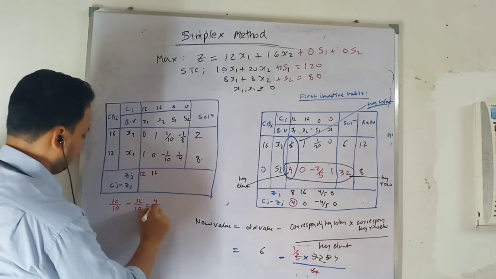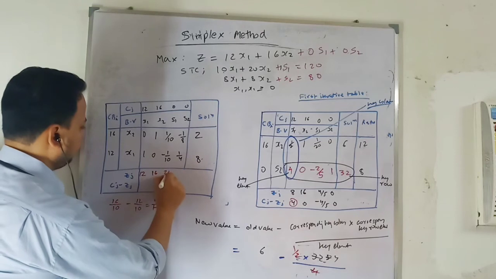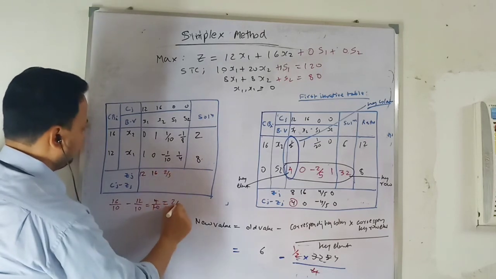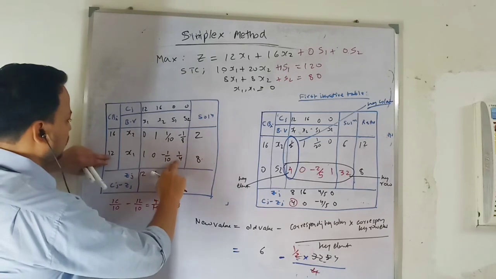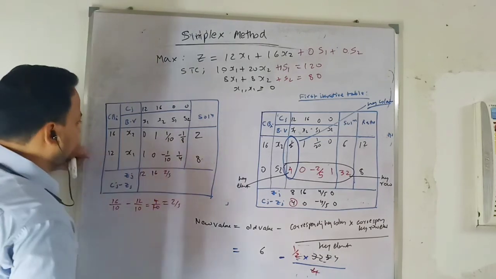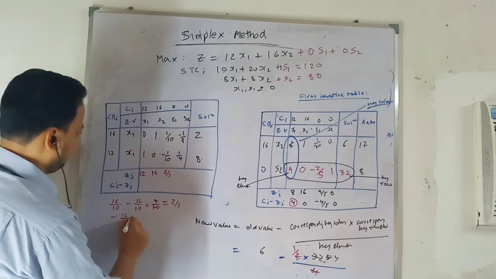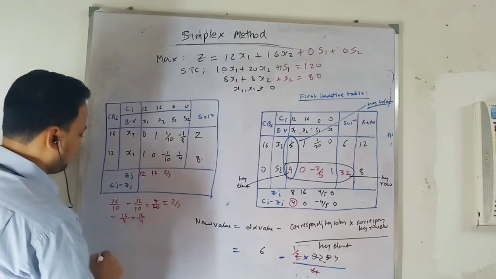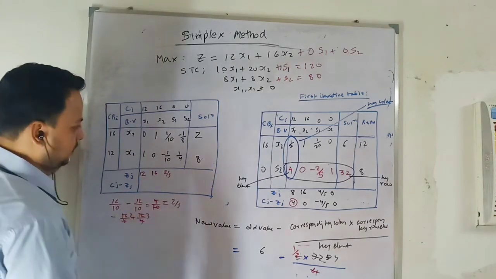How much? Yeah, 2 by 5. 16 into minus 1 by 8 plus 12 into 1 by 4. How much? Everyone got one? Okay.